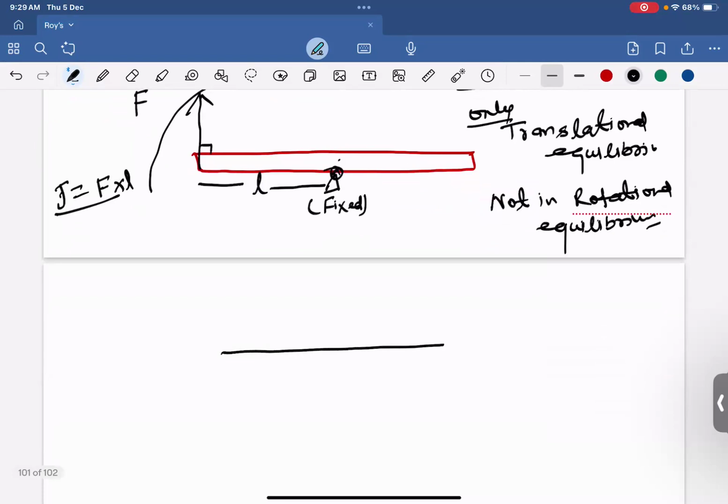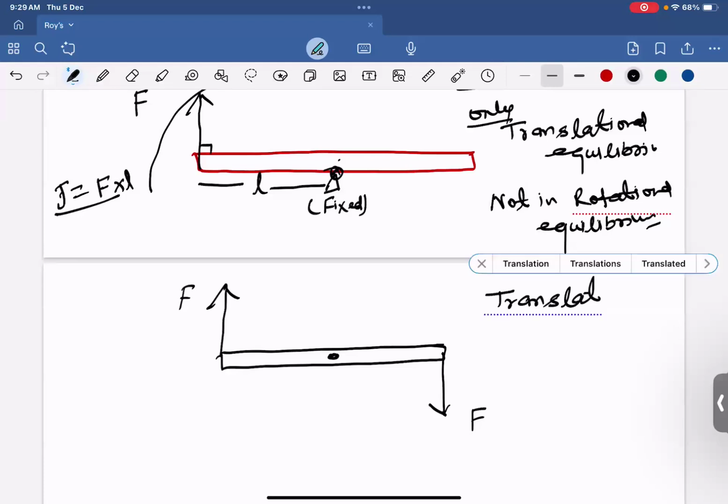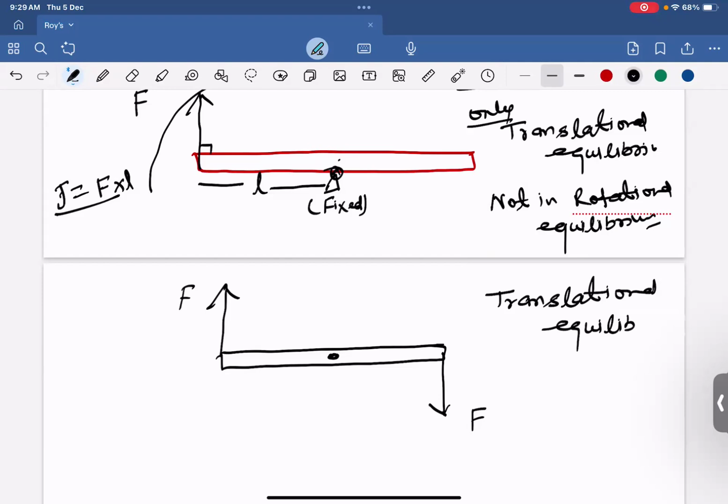Similarly, if this rod is fixed here and I apply a force F here, and another force F here like this, you see I have applied two forces and both forces are opposite to each other. So again it is in translational equilibrium because forces will cancel each other.